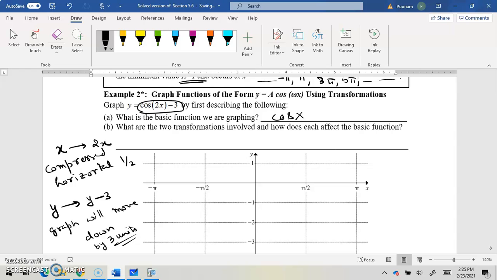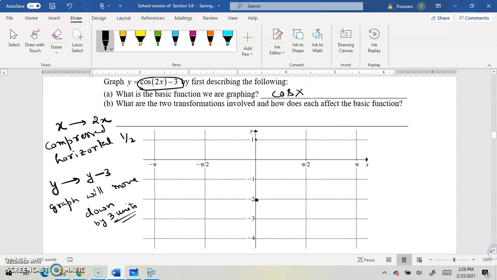Okay, so let's see what that means. Whatever was happening at 0 will still be happening at 0, so that is here at 1. But now it goes down 3 units: 1, 2, 3. So that is the highest point of the graph. Whatever was happening at pi by 2, where the cos function was 0, will now happen at pi by 4. Now the point at 0 will be going 3 points down.